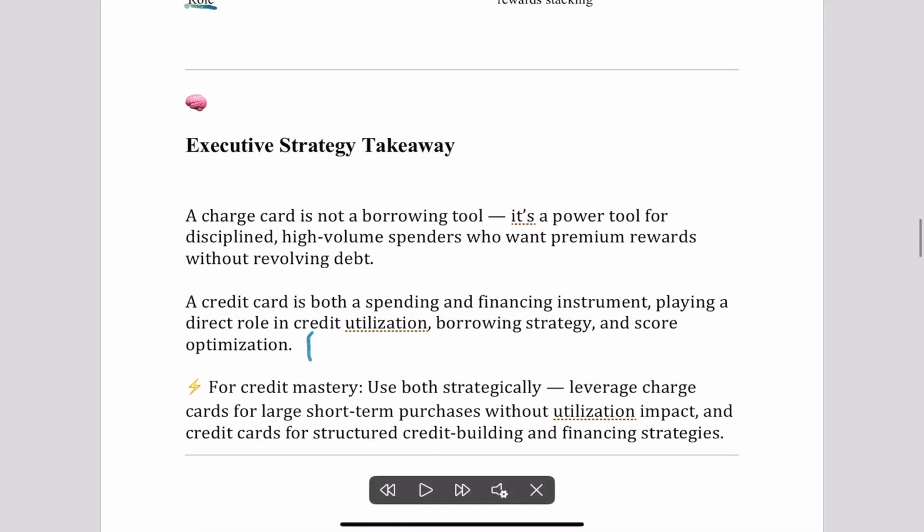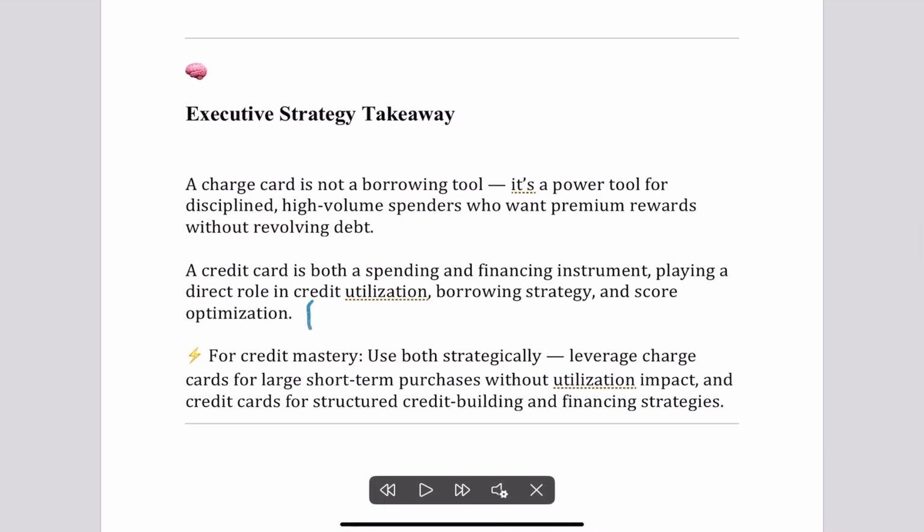And then last but not least, we have my executive strategy takeaway for you guys.